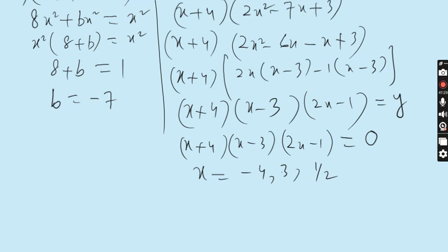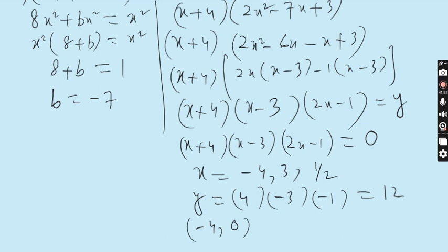Now find y-intercept, put x equals to 0. 0 plus 4 is 4, 0 minus 3 is minus 3, and 0 minus 1 is minus 1. You will get 4, 3s are 12, 1s are 12, minus minus plus. Now write the coordinates. x is minus 4, y is 0, x is 3, y is 0, x is 1 upon 2, y is 0, and x is 0, y is 12.